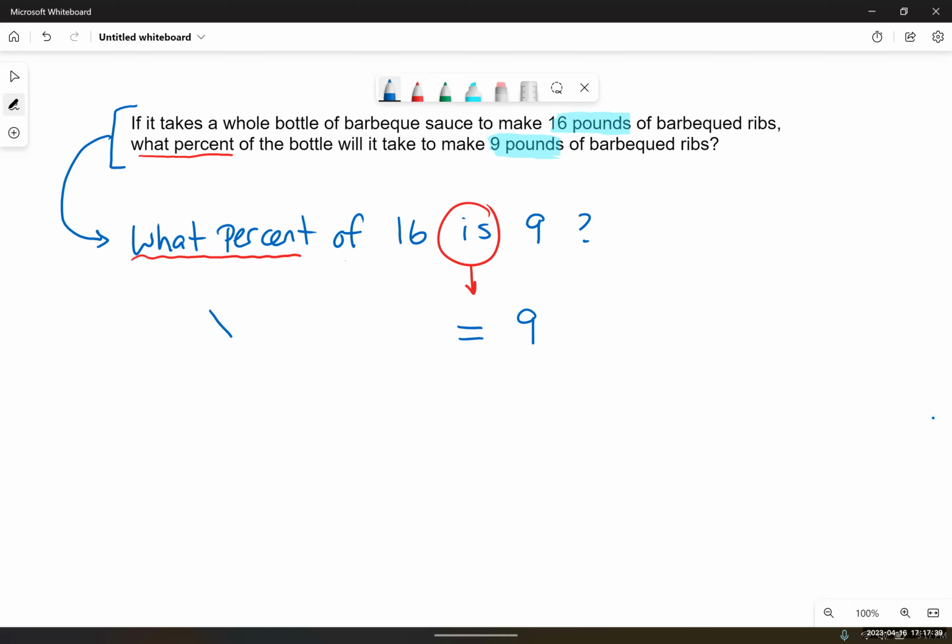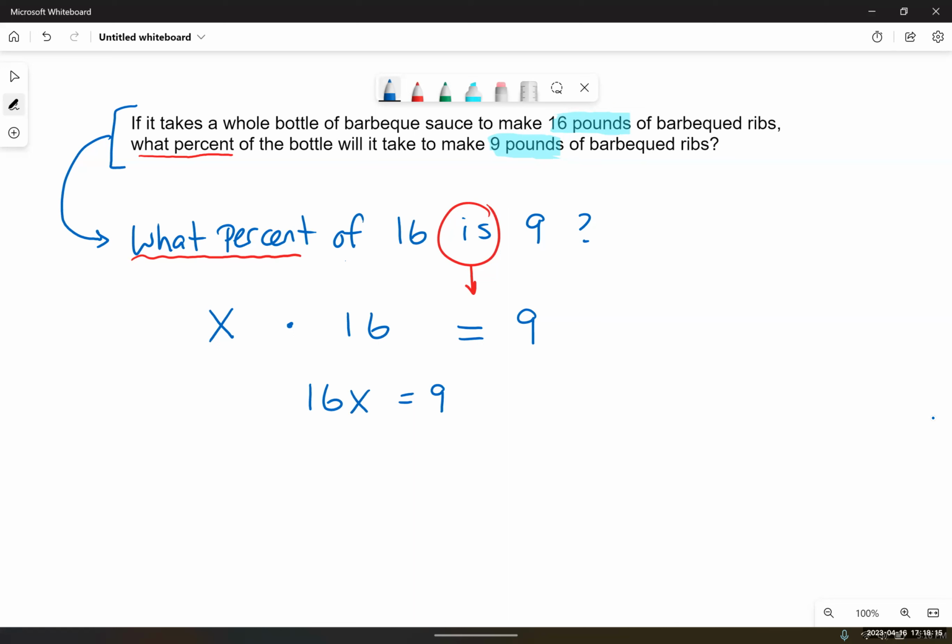All right, so we could give that a symbol. We'll call it X. You could use whatever symbol you want, whatever letter you want. B for barbecue, S for sauce, N for number. X is just what I use as the standard. So what percent X of 16? So times 16 equals 9. What percent of 16 is 9? We could write that in a bit more compact way. The X dot 16 or X times 16. We could say 16X is equal to 9.